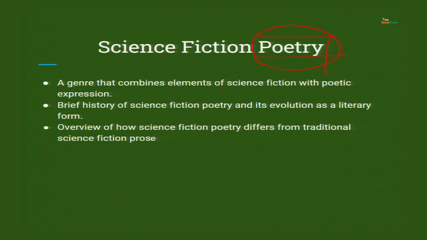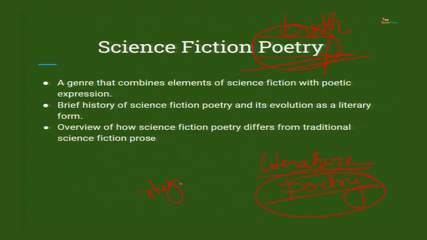So poetry has been a part and parcel of our life right from the very birth. Let me tell you, when literature was first composed, it was not in the form of prose, but in the form of poetry. This is the first form of literature ever composed by human beings. It was not prose, it was not fiction, it was not drama, it was poetry. It started with the rhyming of words.